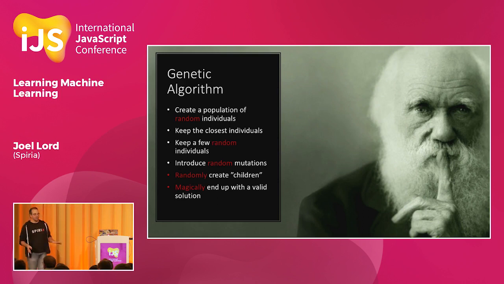Right, so let's just go through that again. You start with a random population, and you keep the best individuals, and you introduce random mutation, you keep some random individuals, and you randomly create children, and magically, you have a solution. Right? It's really cool, isn't it? So what does it do?